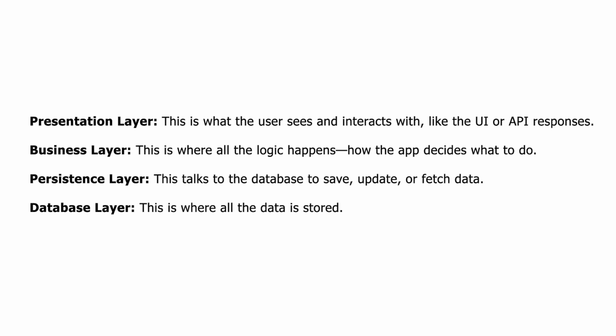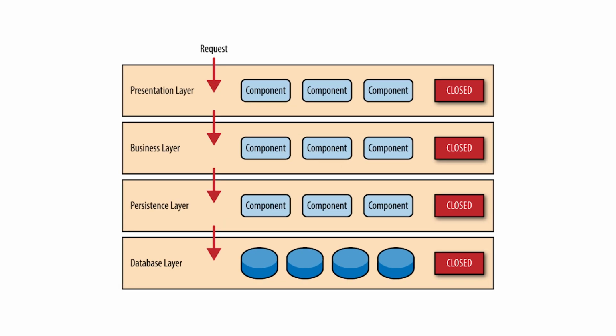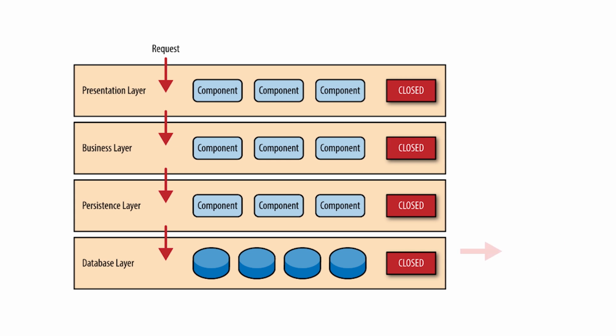The beauty here is the layers of isolation concept. What this means is changes made in one layer don't usually affect the others. For example, if we decide to switch our database to a new technology, that change stays within the persistence layer. The presentation layer, where the user interface lives, doesn't even notice the change.